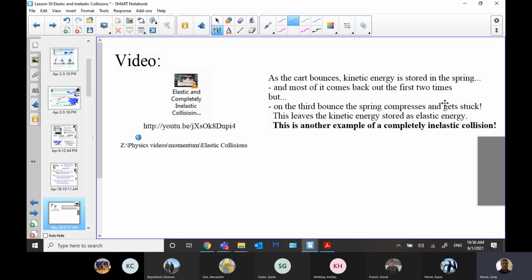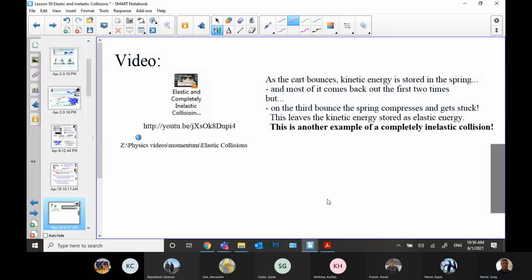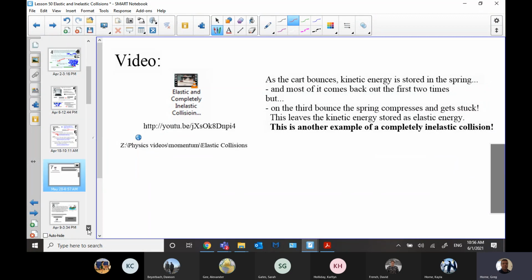But then on that third bounce, the spring compresses and gets stuck, and that leaves all that kinetic energy stored as elastic energy. So that's a video that very much shows completely inelastic collisions. Okay. Another video would be easy.